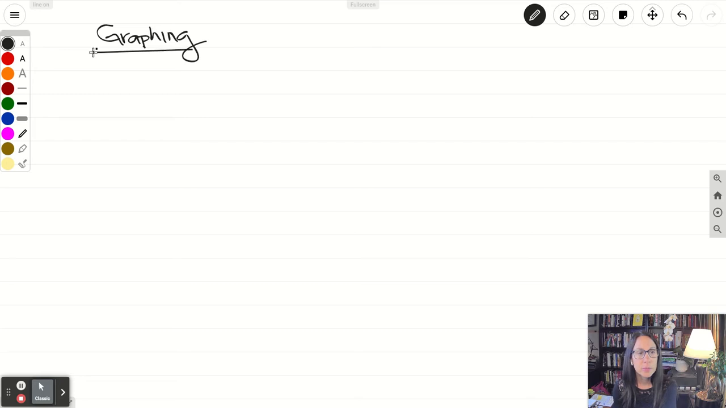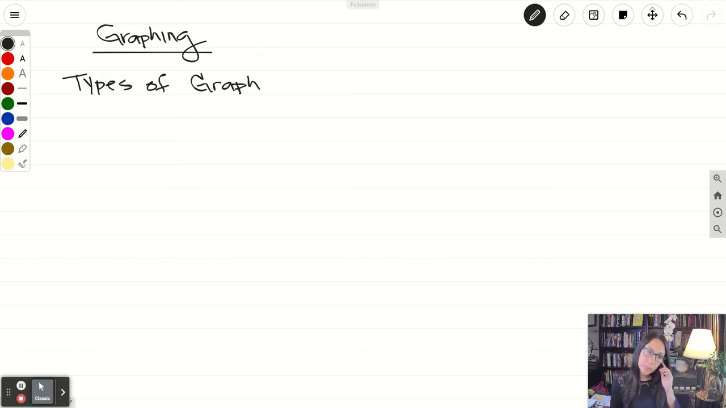And so what I'd like to do first is introduce the different types of graphs that you could use to make or to read. Okay, so the types of graphs. And so what I'm going to do is make a list and tell you the different types of graphs and explain a little bit about each one. I'm going to explain 5 different types of graphs. So the first type that I'd like to talk about is called a pie chart.